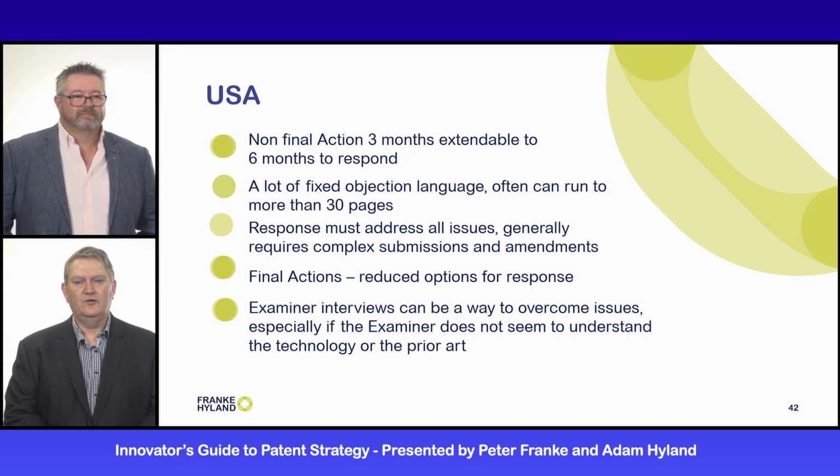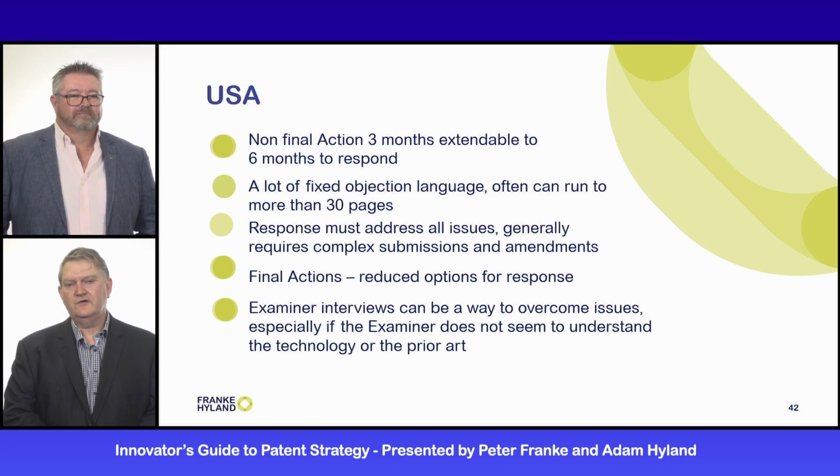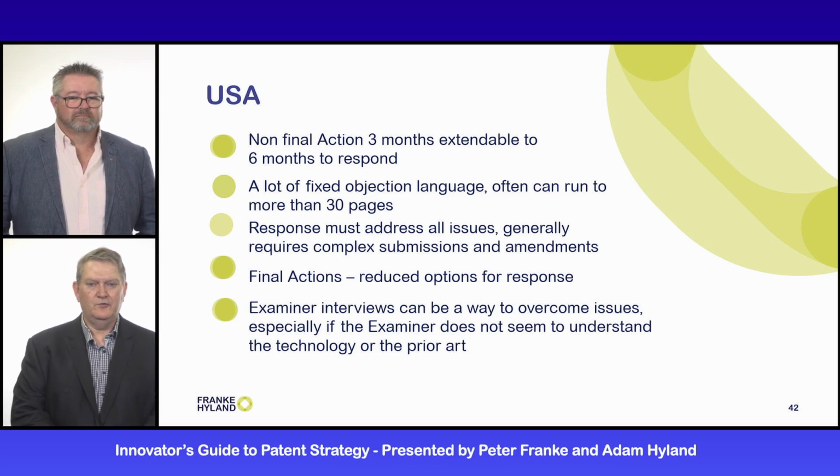They tend to be very long documents, US examiner reports. They often run to more than 30 pages. They use a lot of very fixed objection language, what in another context you'd call boilerplate, about this is the law and this is how it works. Then you've got to sift from that the actual objections. But they do tend to be quite thorough.